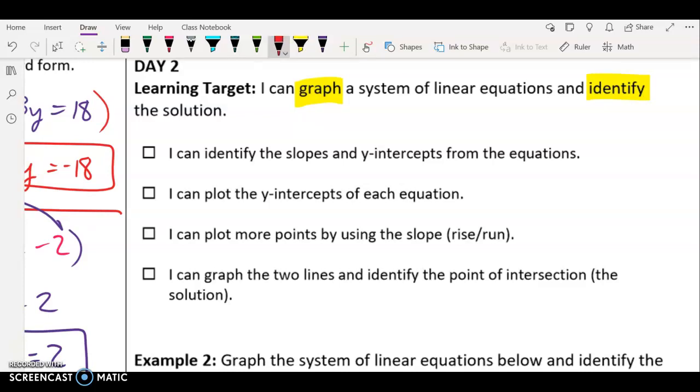So what do we already know? We already know how to find slope and y-intercepts from the equations, like where is the m in the equation and where is the b. Can we plot y-intercepts? Yes, remember we plot the y-intercepts and they need to be plotted on the y-axis. We can also plot more points using the slope, rise over run. Now, the only thing that's different is that we're graphing the two lines together on the same graph and identifying where they intersect, which is called our solution.